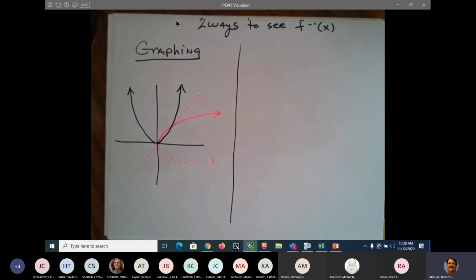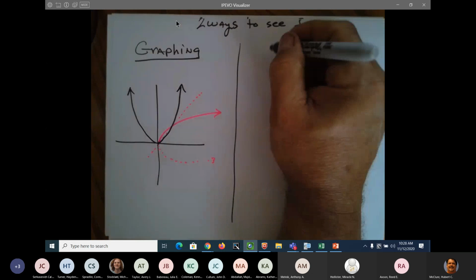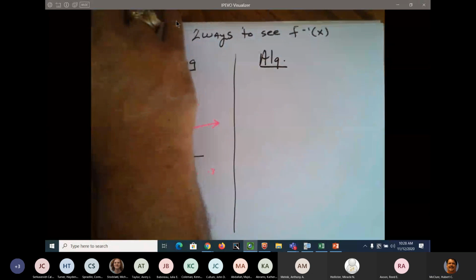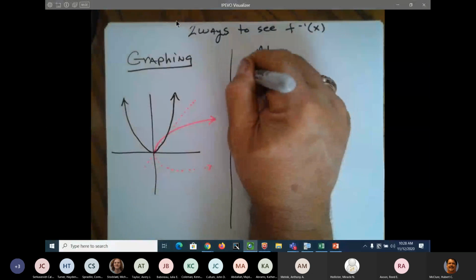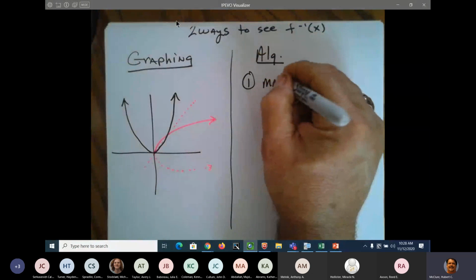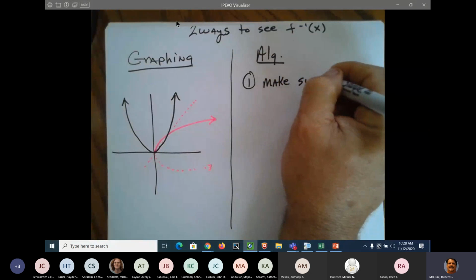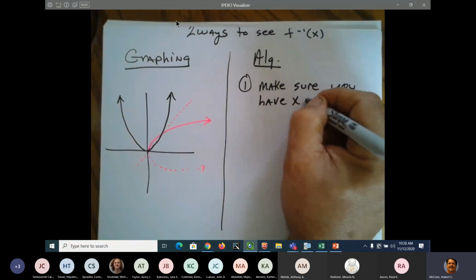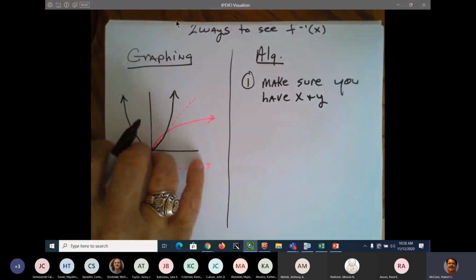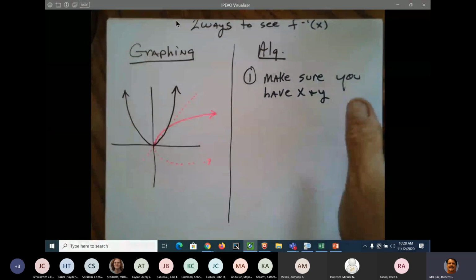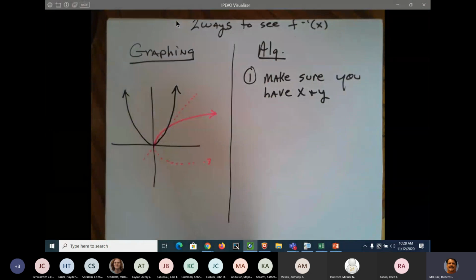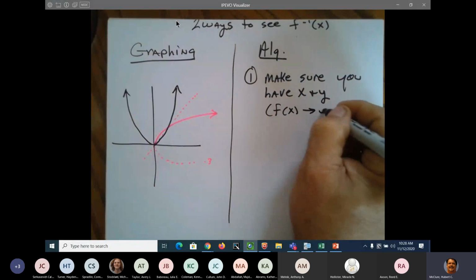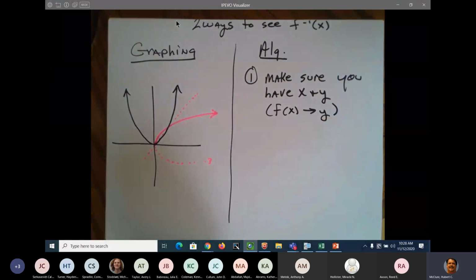And algebraically, you follow the same steps. Number one, make sure you have x and y. So if you have an f of x, change it to y. Usually you're going to change f of x into y.